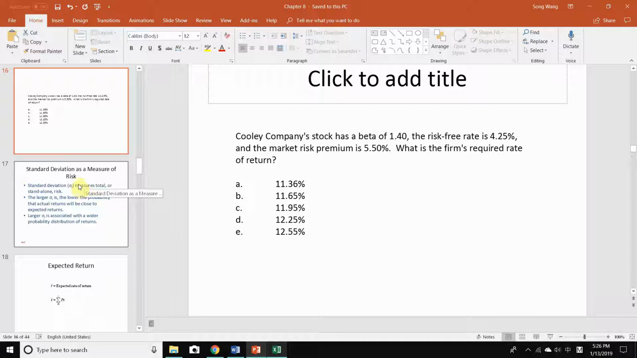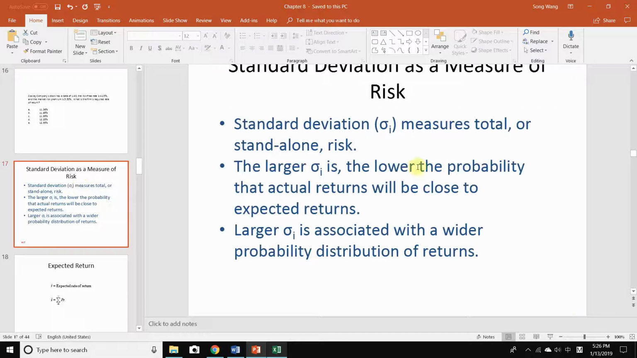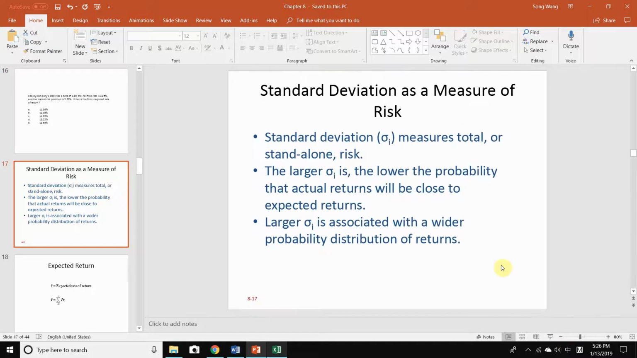For the next subject, we talk about the standard deviation. Standard deviation is the measure for risk in the world of finance. You have probably learned this in your statistics class. A larger standard deviation means a lower probability that the actual return is close to the expected return. That means the values that come out would be more spread out around the expected value.